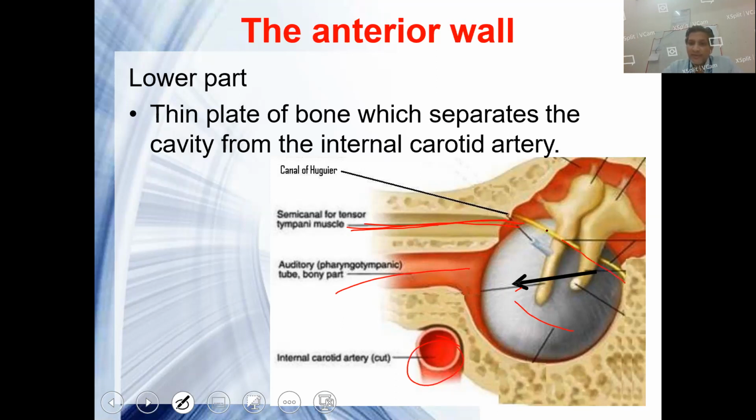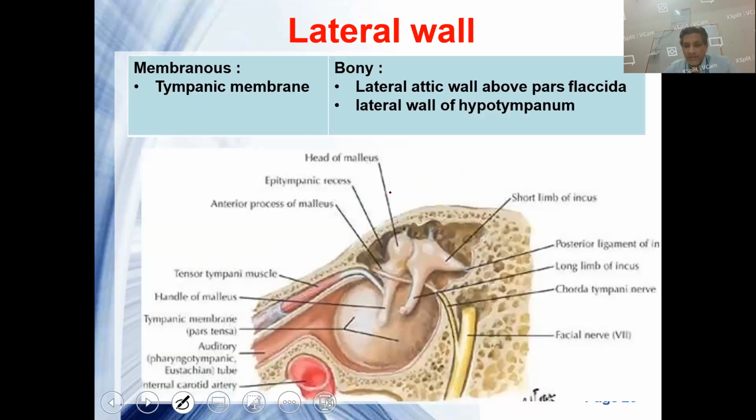So this is the chorda tympani. Chorda tympani is a branch of the facial nerve. The facial nerve travels like this, and this is the branch of the facial nerve that comes from the posterior wall in a bony canal and goes from posterior to anterior, and exits from the middle ear through the canal of Huguier. Again, this is a schematic representation. Let me shift this.